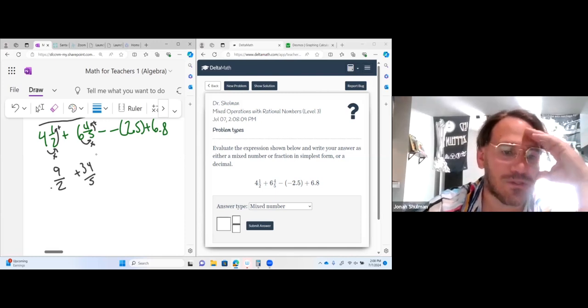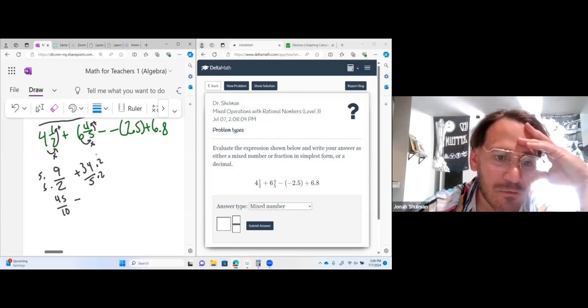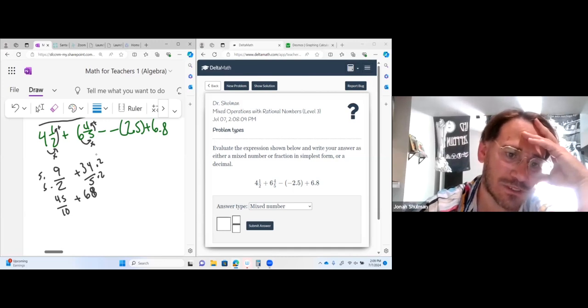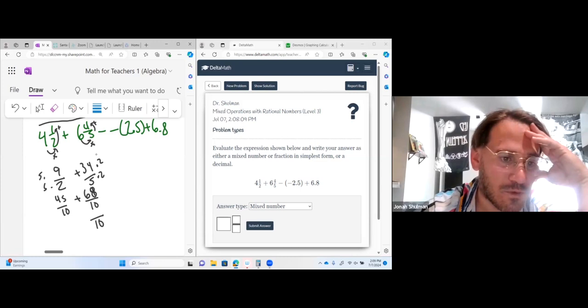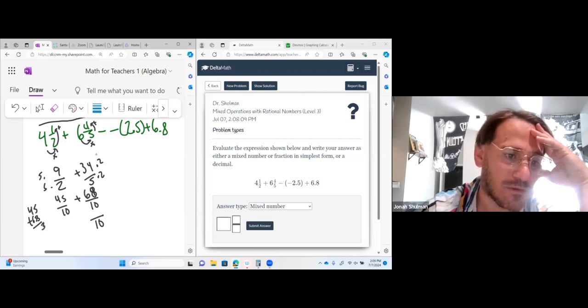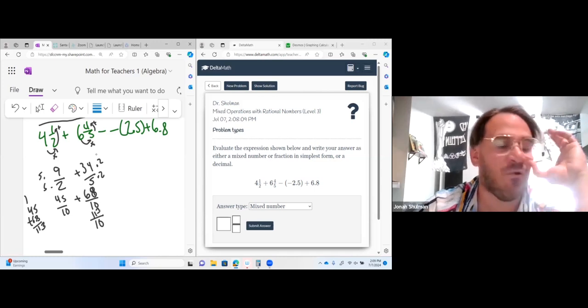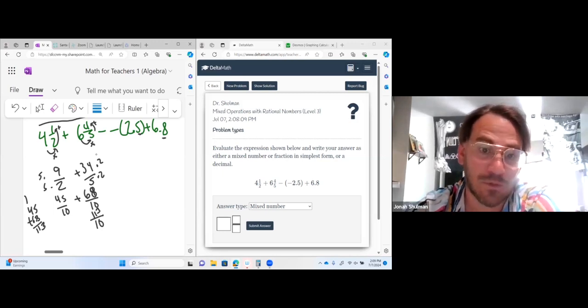Now I can't add these until they're the same, so I'm going to multiply this by 5. So this is 45/10. Multiply this by 2, and we've got 60. Oh, I lied. 68/10. 2 times 4 is 8. 2 times 3 is 6. We add these together. 45 plus 68. We get 113/10. All right. Now, why is this good? These are all in tenths. There's a tenth place. There's a tenth place. So I can make them all decimals.